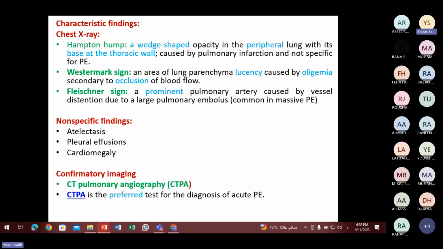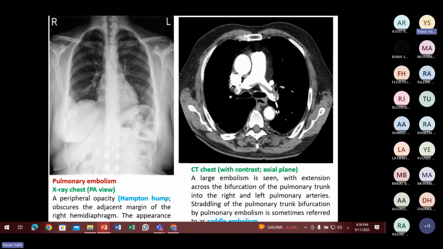Other signs could be seen on the chest X-ray, like pleural effusion, atelectasis or cardiomegaly. But although we may do a chest X-ray and it may be normal, after clinical suspicion you have to do a chest X-ray first, but sometimes it may be normal according to the patient's clinical condition. If the patient is highly suspected of pulmonary emboli, in spite of a normal chest X-ray, you have to do the CT pulmonary angiogram with contrast, which is the most specific.